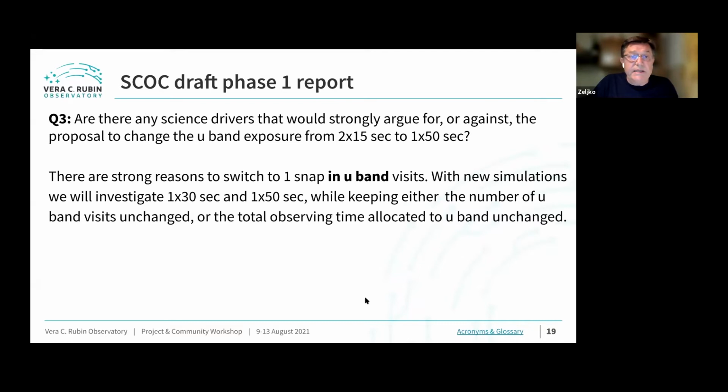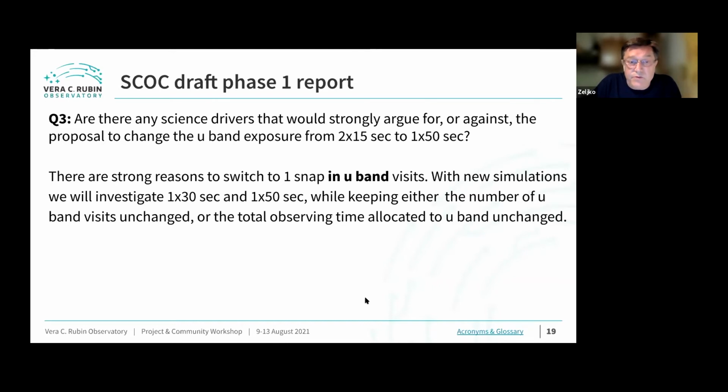Then there was a very technical question about whether we should do 1 snap or 2 snaps in the U-band. In the U-band, the sky is very dark, and the readout noise, which is negligible in other bands for the nominal exposure time, hurts you in U-band if you have two exposures in a visit. So we arrived at a consensus that we definitely want 1 snap, no 2 snaps, in U-band visits, just in U-band. For the rest of the bands, it's more complicated, and we will address it later.